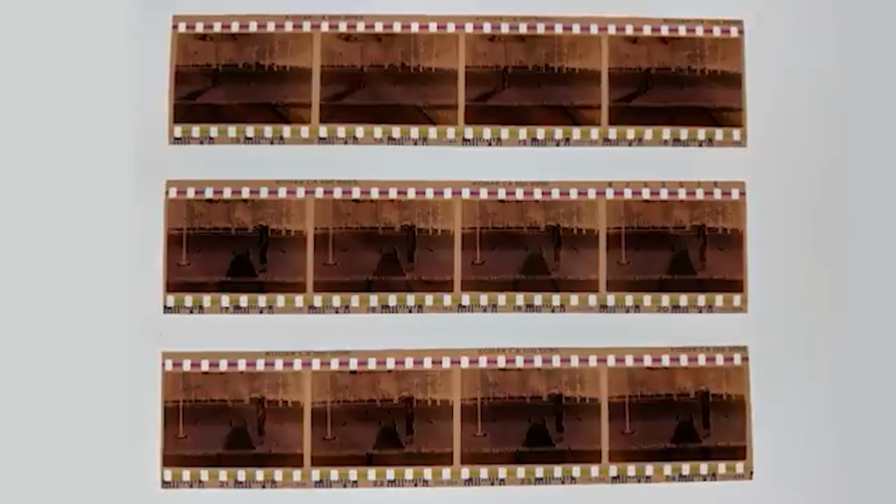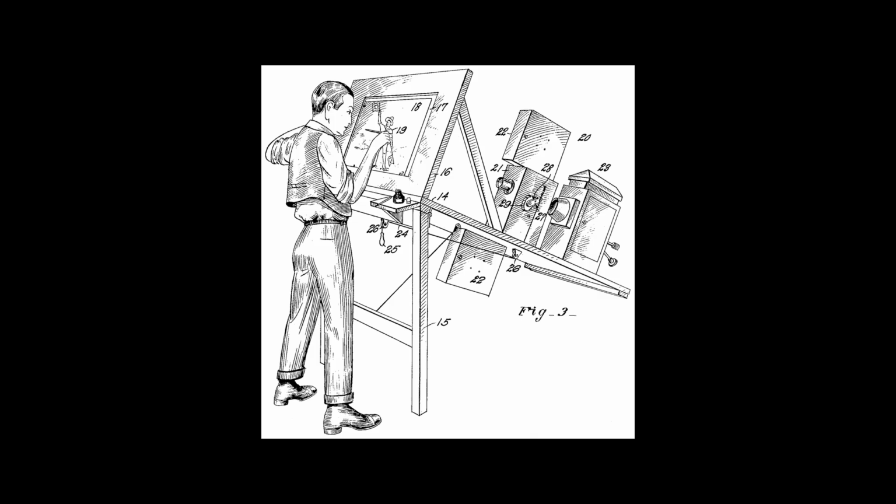This method had actually been used for some time. It was called rotoscoping and it is still used today. Rotoscoping is, in other words, isolating a person within the video and tracing, let's say, their movements to transfer them to another character.